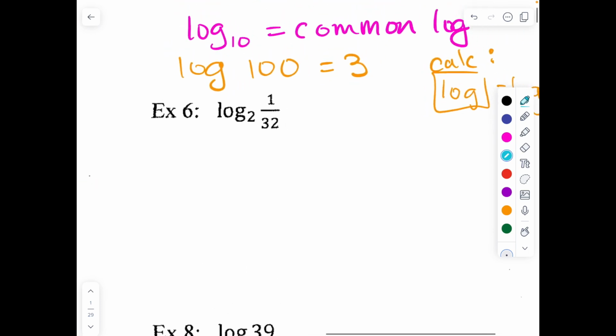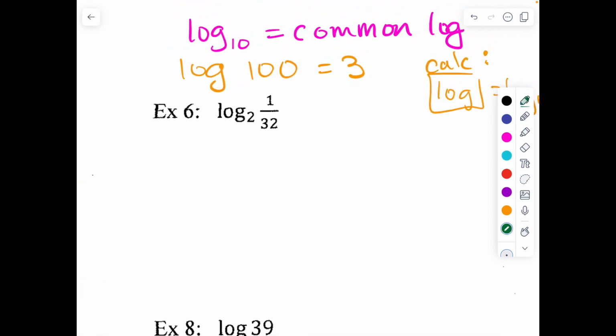It says log base 2 equals 1 over 32. So again, we're going to set this equal to some unknown value, and we're going to write this in exponential form. So base of 2 to the y exponent equals 1 over 32. So again, we want to get the bases the same.